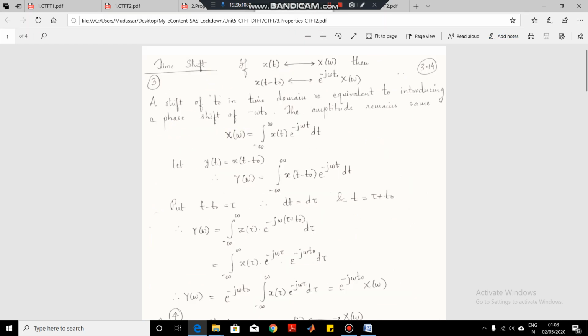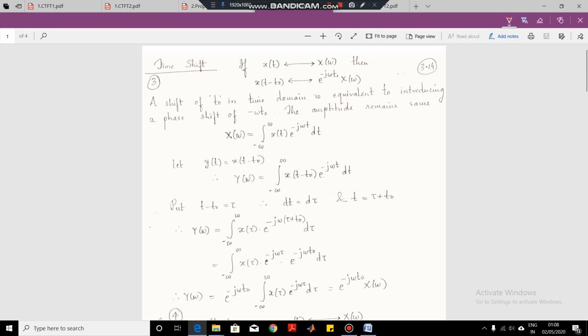Let us move forward to the time shifting property. What will happen if we shift the signal in the time domain? This shifting can be either time advancing or time delaying. Let us consider that we shift the signal, that is, we delay the signal in the time domain. So I am writing here x of t minus t0. This minus t0 indicates that the signal has been delayed in the time domain.